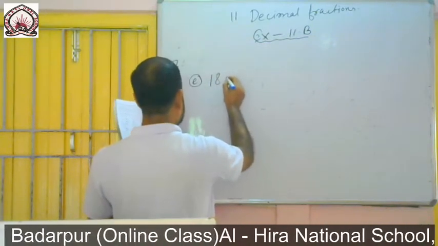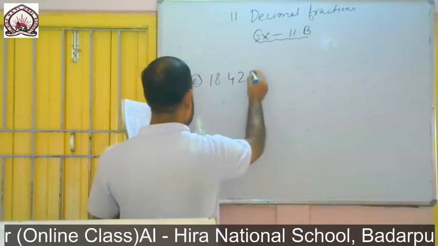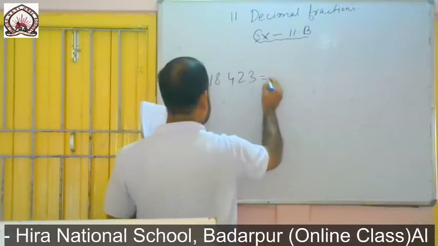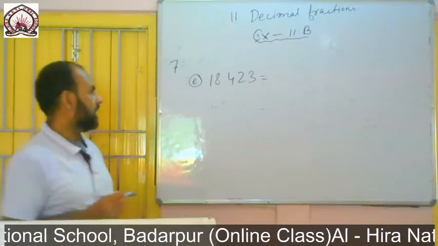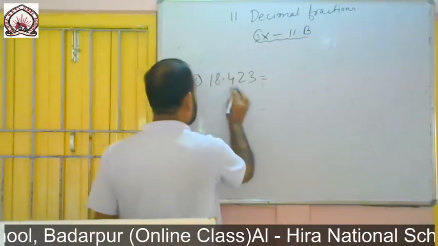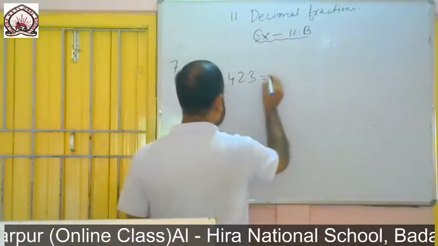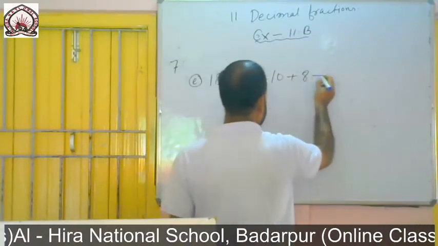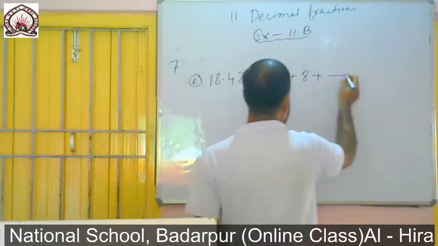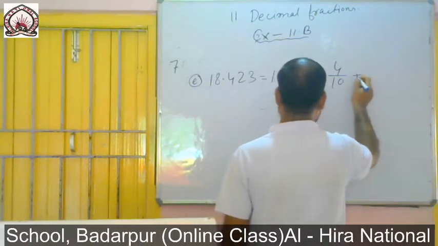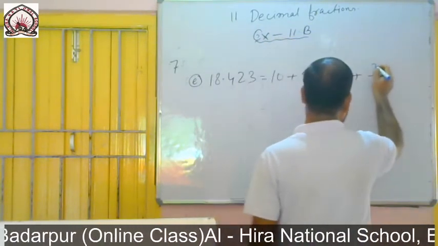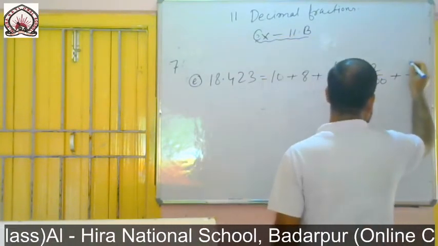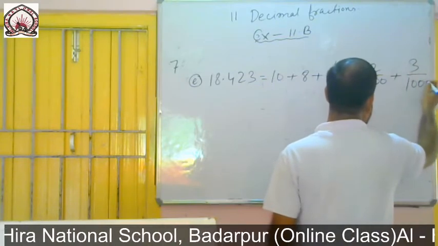18.423. So here this 1 is in the tens place, 10, plus 8 in the ones place. Plus this one is in the tenths place, 4 by 10, plus this one is in the hundredths place, so 2 by 100, plus this one is in the thousandths place, 3 by 1000.